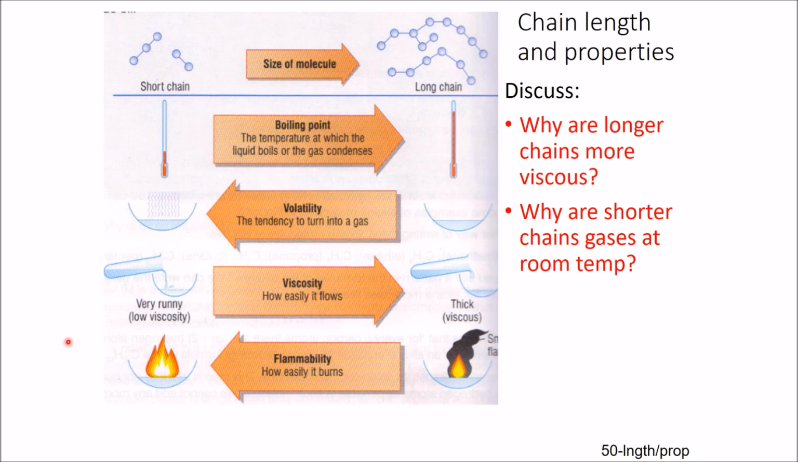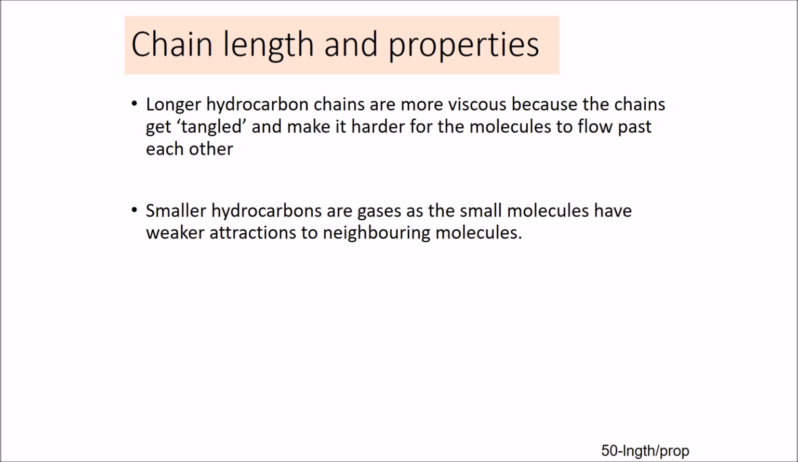Okay, so let's go over the answers to our two questions. Longer hydrocarbon chains are more viscous because the chains get tangled and it makes it harder for the molecules to flow past each other. Think about it like, if you've ever been fishing and you've got lots of fishing weights on different lines, they all get tangled. It's absolute chaos. All your phone wires, if you've got multiple in your pocket, get tangled very, very easily and they are a pain in the neck.